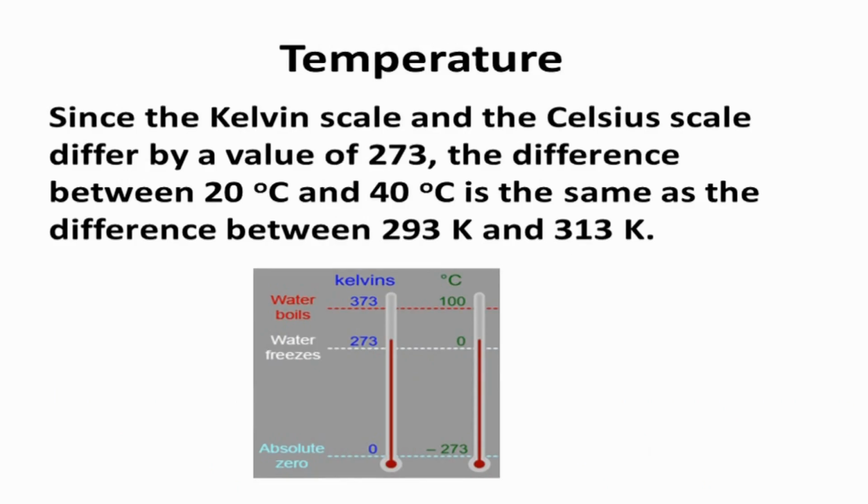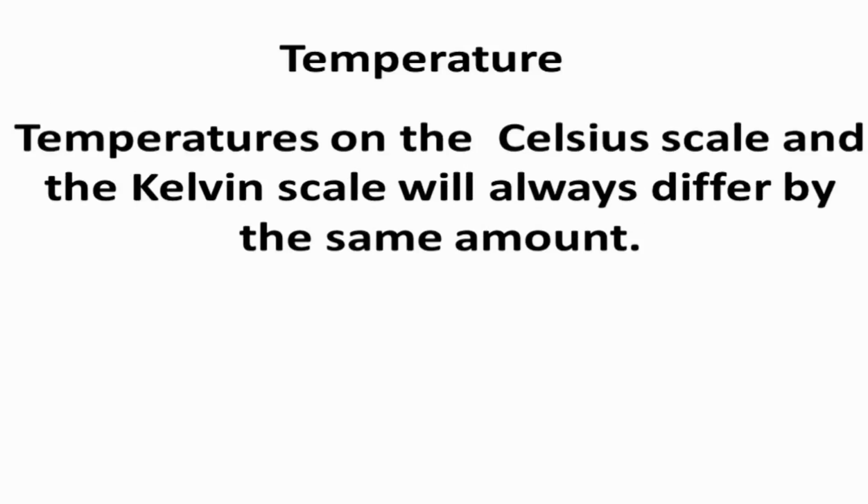Since the Kelvin scale and the Celsius scale differ by a value of 273, the difference between 20 degrees Celsius and 40 degrees Celsius is the same as the difference between 293 K and 313 K. Temperatures on the Celsius scale and the Kelvin scale will always differ by the same amount.